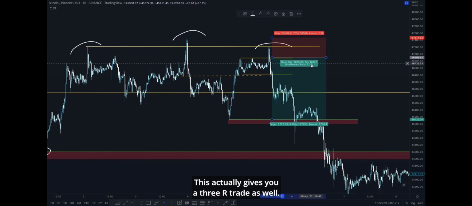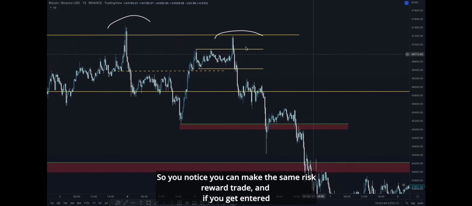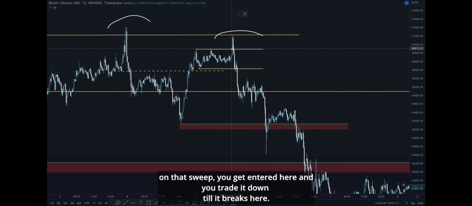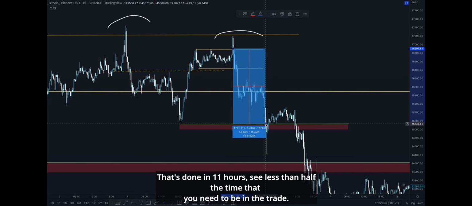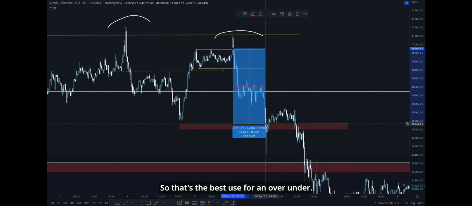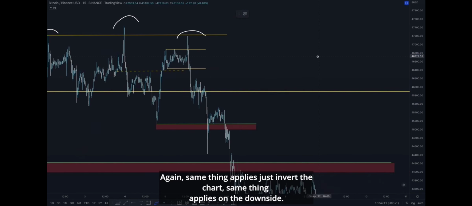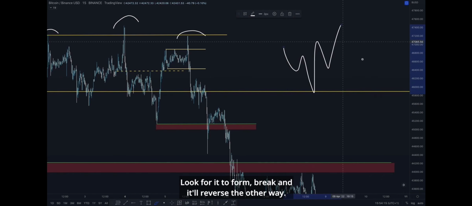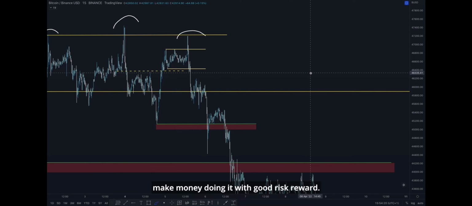This actually gives you a 3 hour trade as well. So you notice you can make the same risk to reward trade. And if you get entered on that sweep, you get entered here and you trade it down till it breaks here. That's done in 11 hours. So less than half the time that you need to be in the trade. So that's the best use for an over-under. Again, same thing applies, just invert the chart. Same thing applies on the downside. Look for it to form, break, and it'll reverse it away. It's not 100% accurate, but it is certainly accurate enough that you can make money doing it with good risk reward. Let's look at live.